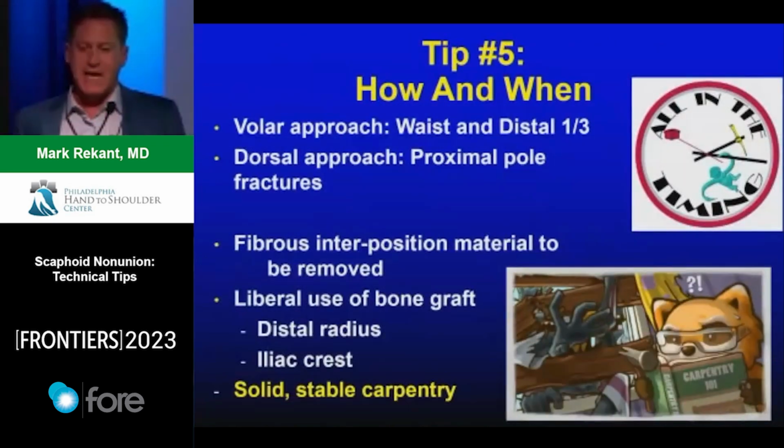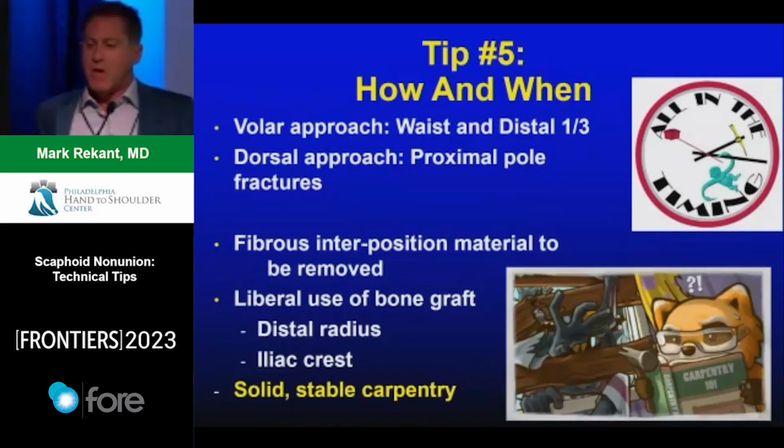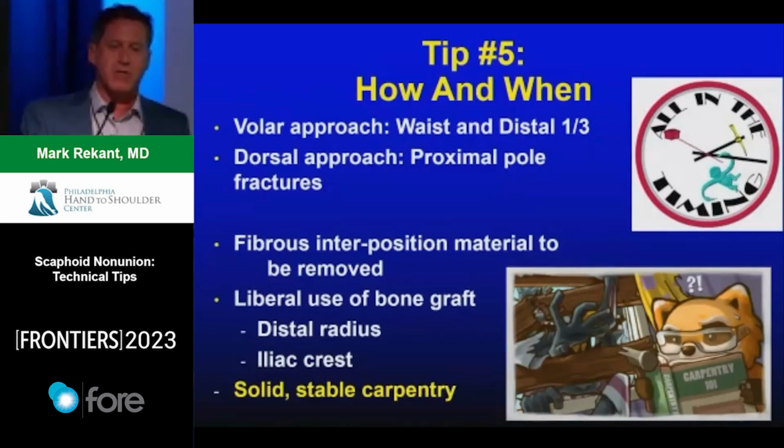Tip number 5 is how and when. Residents and fellows always ask, what's the exposure? So for me, going volar is helpful if it's a waist fracture or the rare distal third scaphoid non-union. I go dorsally if it's a proximal pole non-union. Just visualization's better.